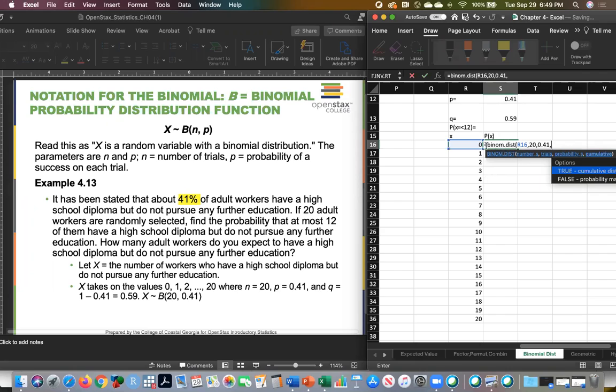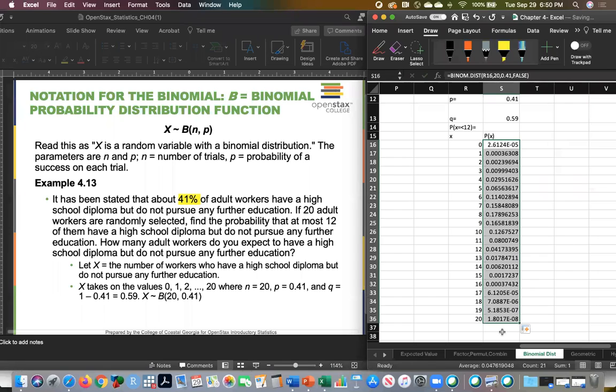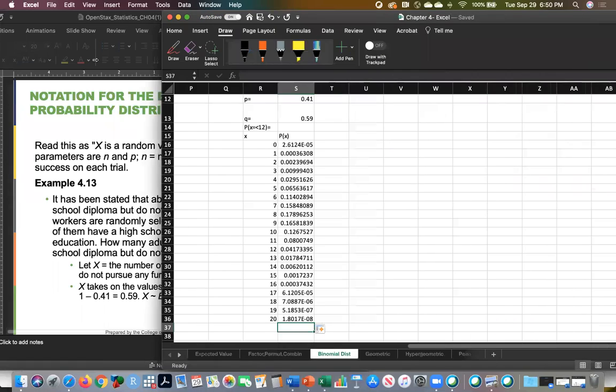In this case, I want to find the probability that 0 workers are going to have a high school diploma and they are not pursuing higher education. Then I'm going to say false. Remember, false gives you the binomial probability attached to 0. So that's the first value. I'm going to go this way. So this number should be equal to 1.